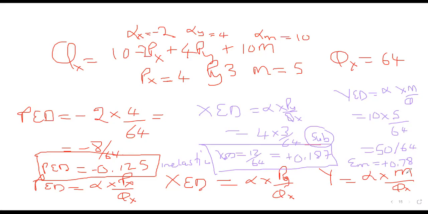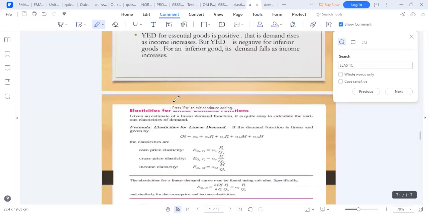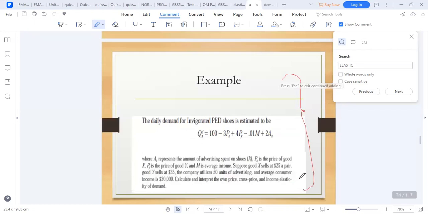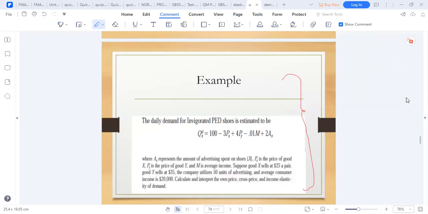So this is how we apply elasticity in the context of the types of goods. And this is a similar question that came into your assignment. So I'll send it to you. I want you to try this example. You can screen grab it so that you can comment on each of them.